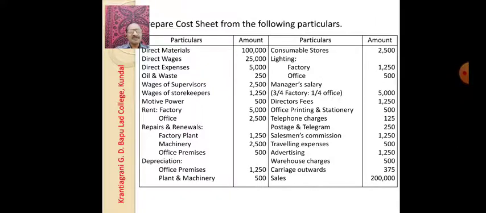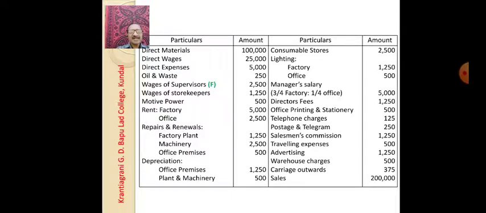Now starts the problem. The first one, direct materials goes to prime cost, direct wages goes to prime cost, direct expenses also goes to prime cost, abbreviated as P. Then oil and wastage is included in factory overheads, abbreviated as F. Wages of supervisors, factory overheads, F. Wages of storekeepers, abbreviated as F, goes to factory overheads. Motive power also is included in factory overheads, abbreviated as F.